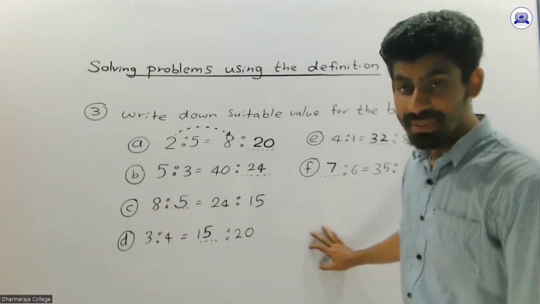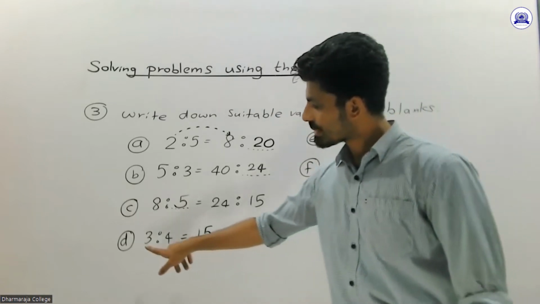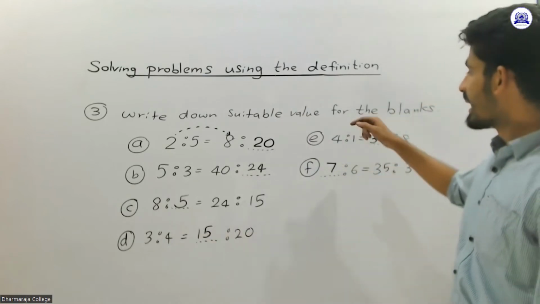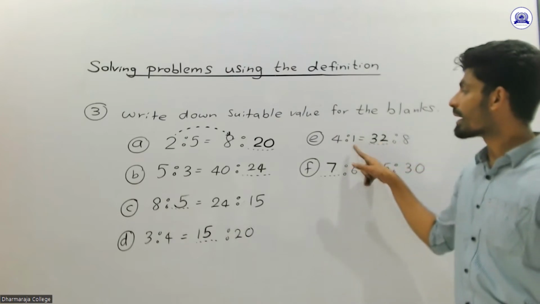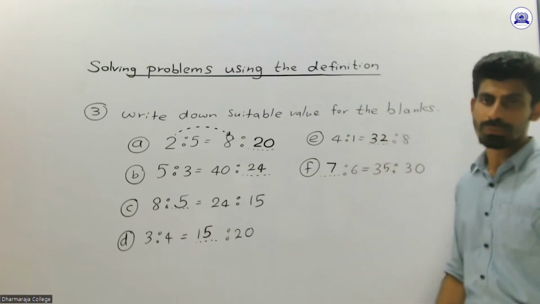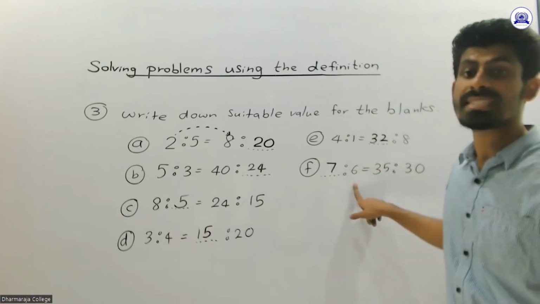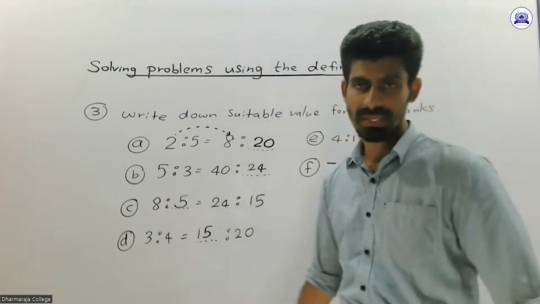Look at the answers, my dear student. 4 into 5, 20, 3 into 5, 15. That one is okay. 1 into 8 equals 8, 4 into 8 equals 32. 7 into 5 equals 35, 6 into 5 equals 30. So this is the answer.